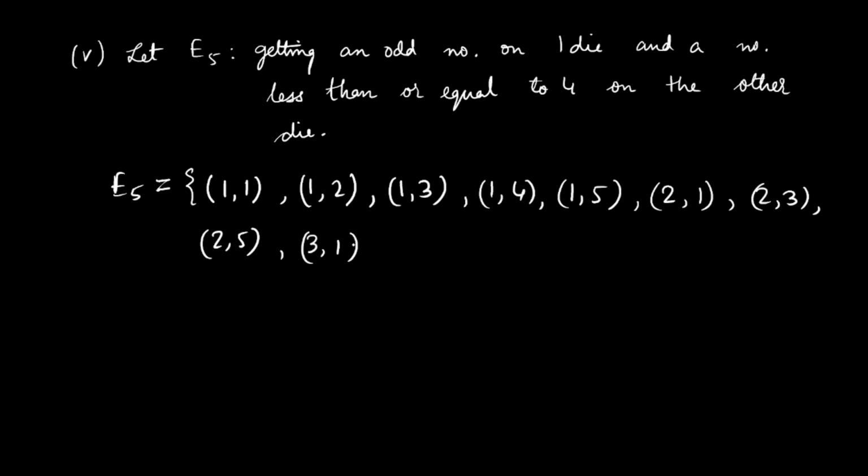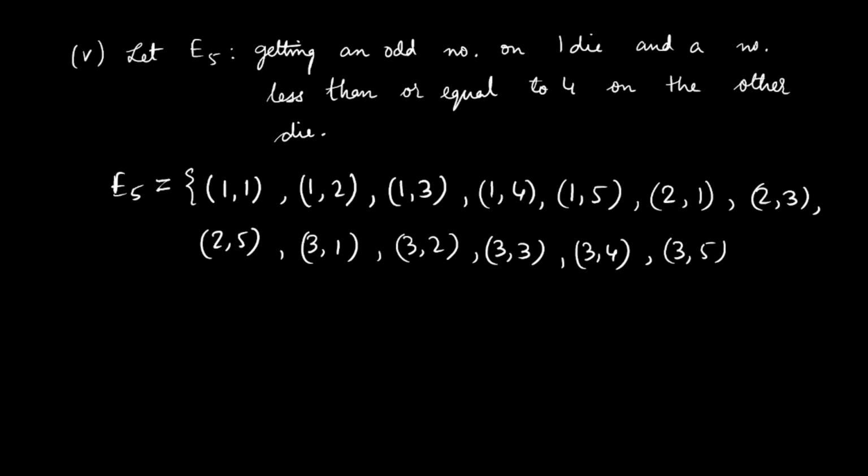3, 1 is possible because 3 is a number less than or equal to 4 and 1 is an odd number. 3, 2, 3 is an odd number and 2 is a number less than or equal to 4. So this is possible. 3, 3, 3 is an odd number and 3 is a number less than or equal to 4. So this is also possible. 3, 4, 3 is an odd number and 4 is a number less than or equal to 4. This is also possible. Now for 3, 5, 5 is an odd number and 3 is a number less than or equal to 4. This is also possible.